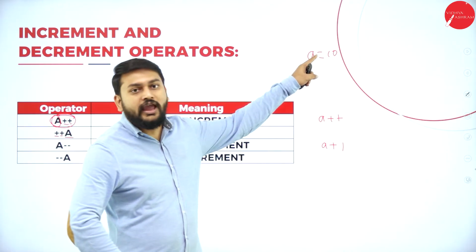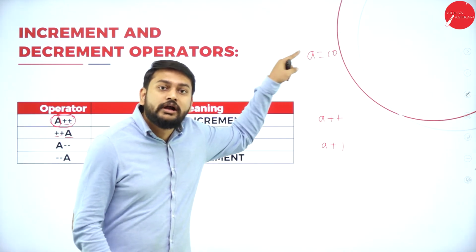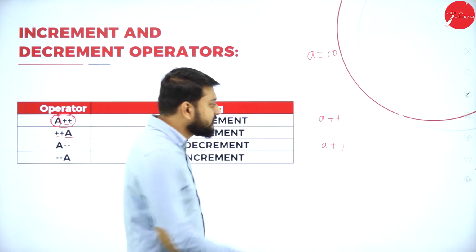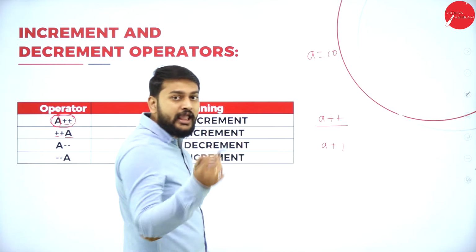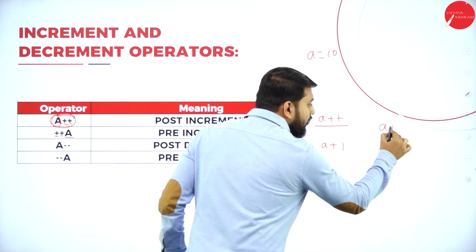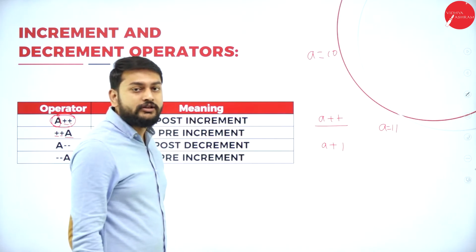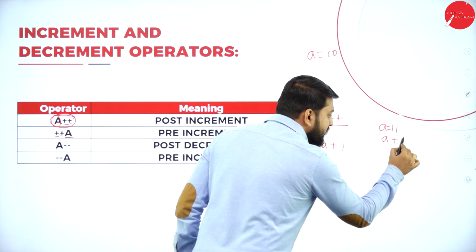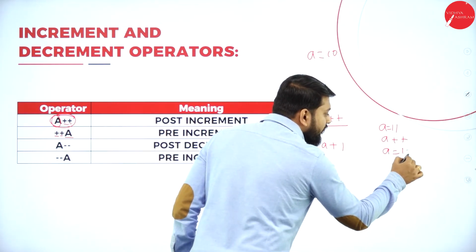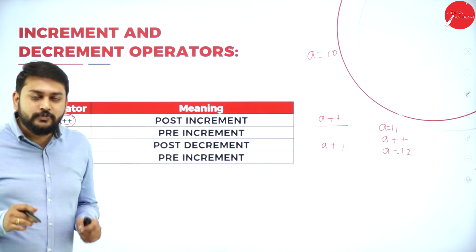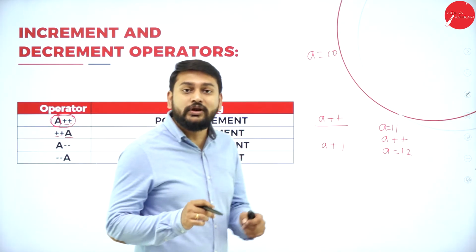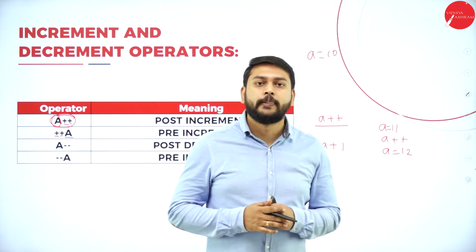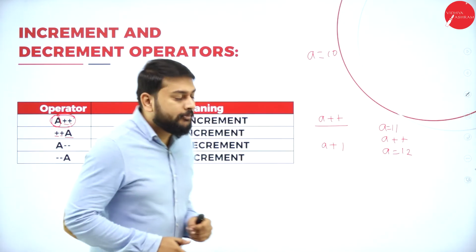Right now I have A is equal to 10. What is the A value? 10. If I perform A plus plus, what will be my value after executing this statement? My A value will become 11. Again, after this, A is 11, I will write plus plus again. So what is my A value? A value will become 12. So the plus plus increment operator will increment by one. That is what you need to remember.